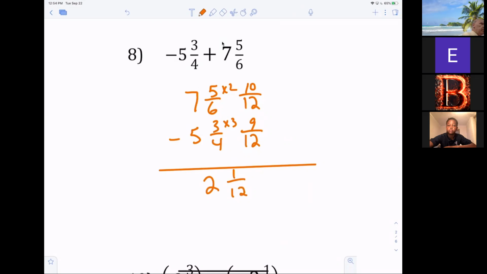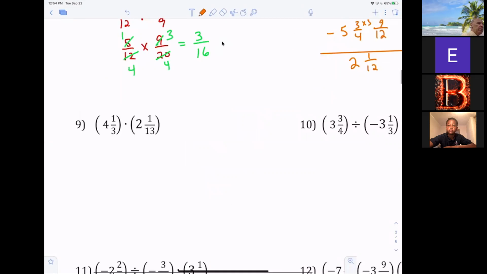Always double check if it's positive or negative. In this case, it is what? Positive. All right, let's knock out number 9.